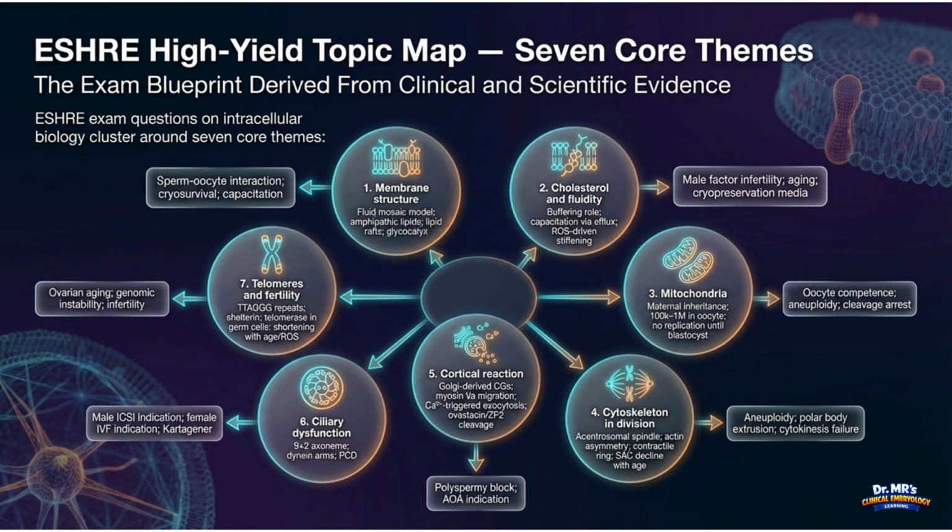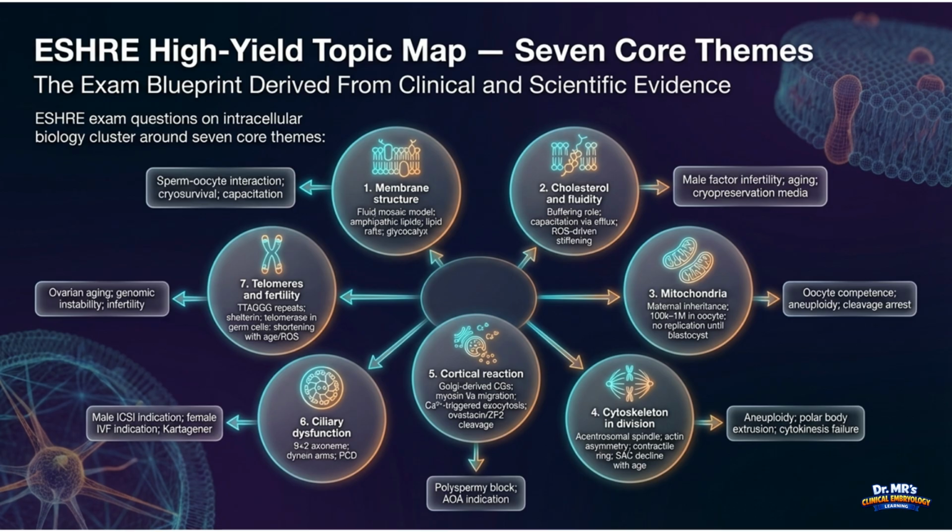And what does IP3 do? IP3 diffuses through the cytoplasm and binds directly to IP3 receptors located on the smooth endoplasmic reticulum. This binding opens the calcium valves, triggering the massive cyclical calcium oscillations that break the meiotic arrest via CaMKII.